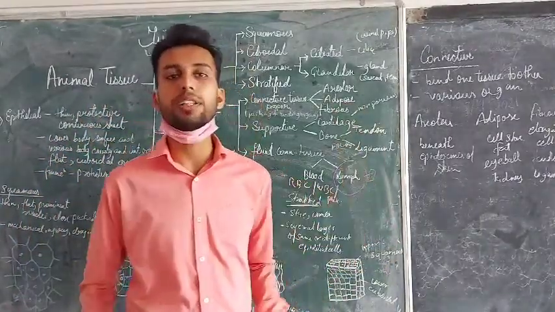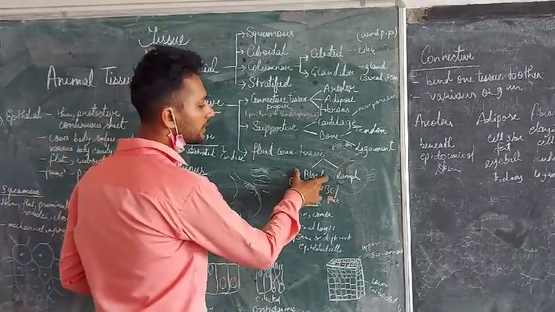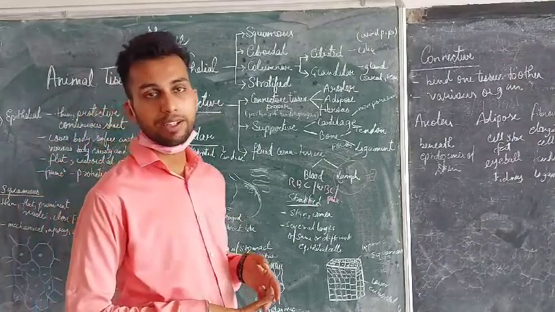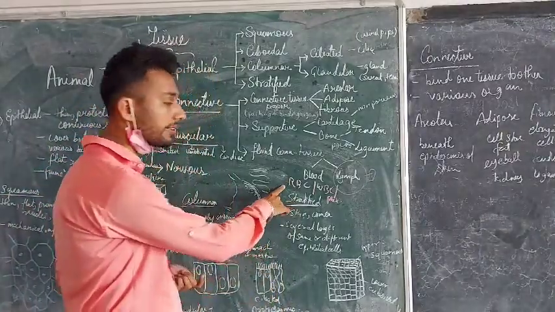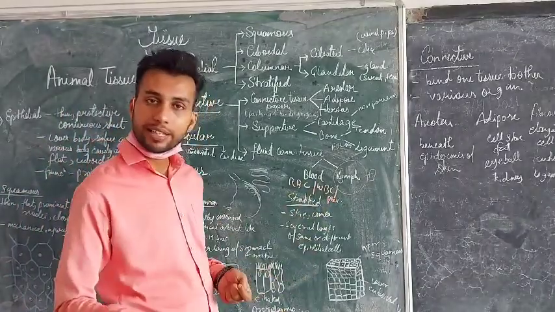Coming to fluid connective tissue, the fluid part of the body which connects one part to another or helps in transportation. The first is blood, which is further divided into RBC, red blood cells, WBC, white blood cells, and platelets. RBC help in the transportation of oxygen and mineral ions. WBC help in fighting germs.